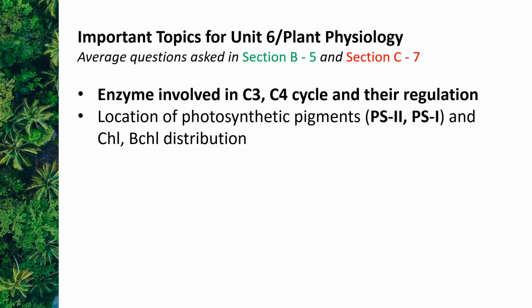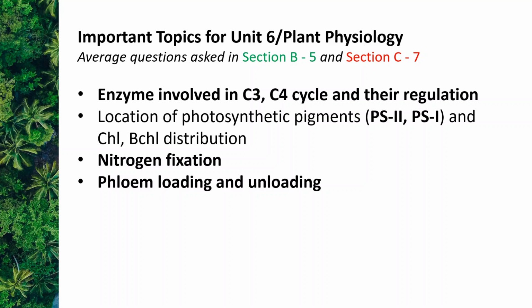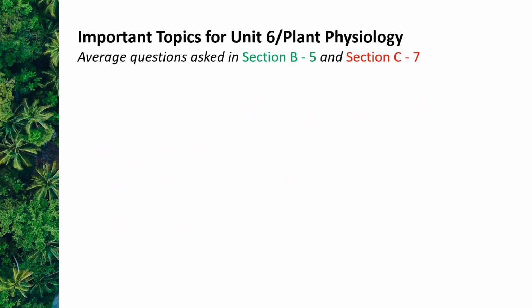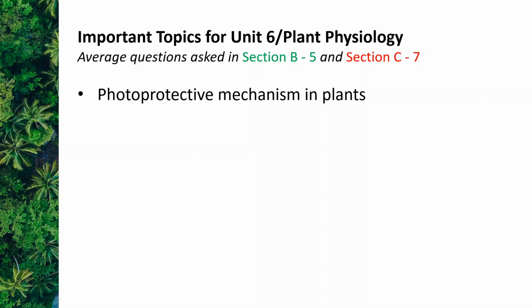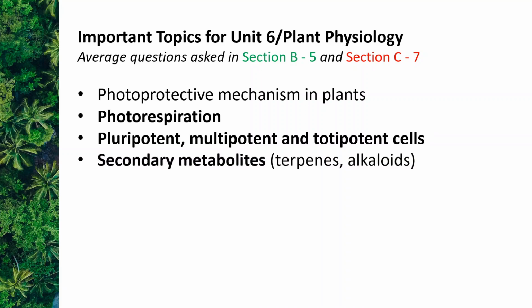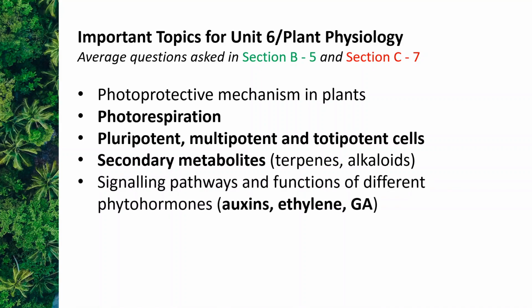The topics in this part are enzymes involved in C3, C4 cycle and their regulation, location of photosynthetic pigments, nitrogen fixation, phloem loading and unloading, photomorphogenesis, light absorption, and role of photosynthetic pigments, photoprotective mechanism in plants, photorespiration, pluripotent, multipotent, and totipotent cells.